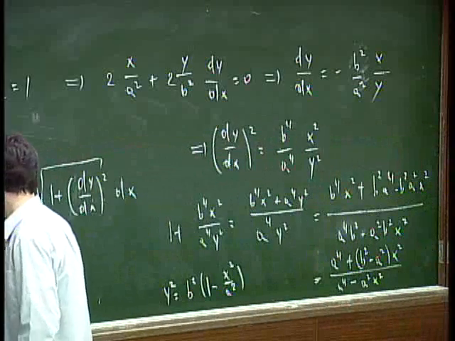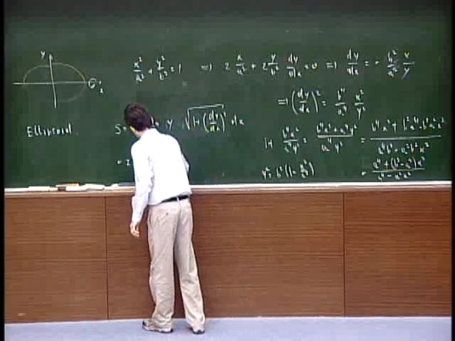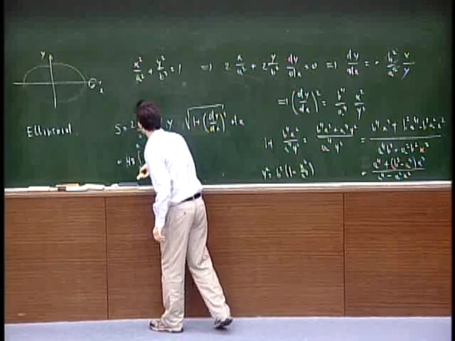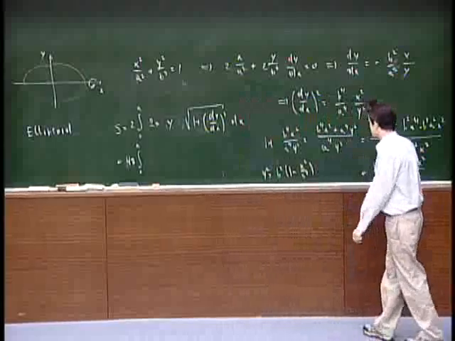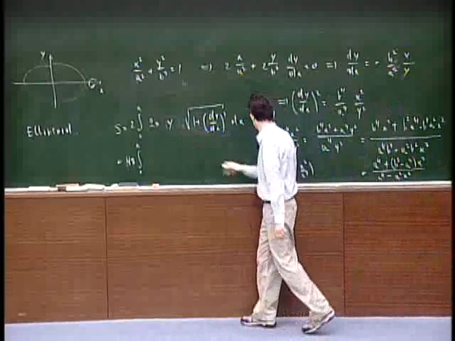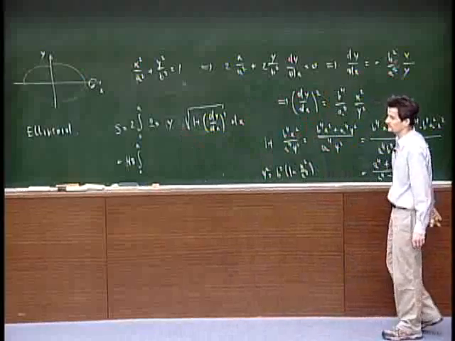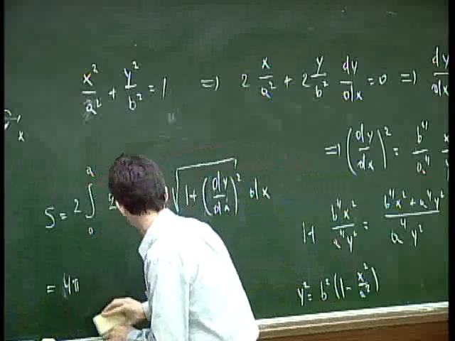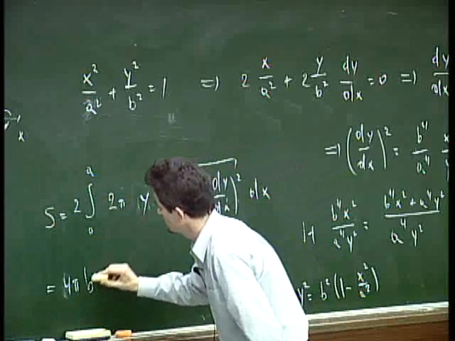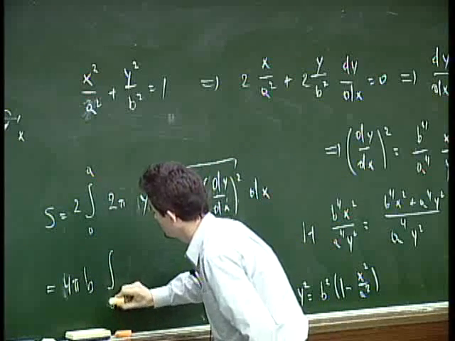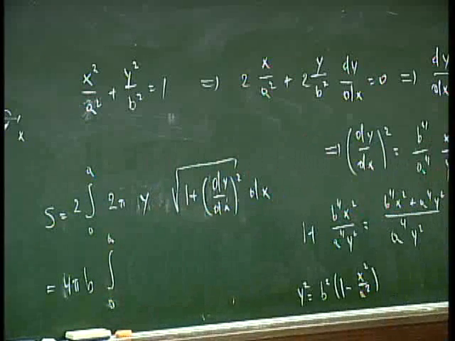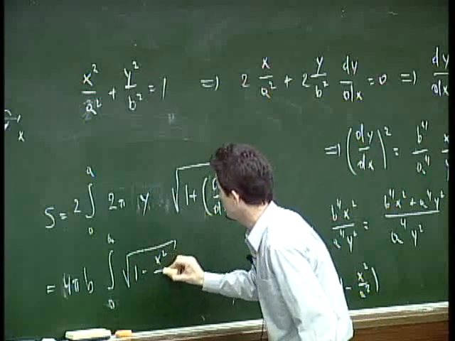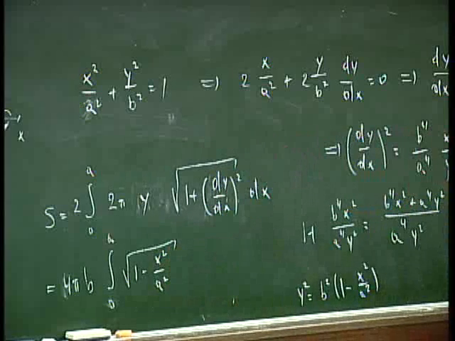So we have twice the integral from 0 to a. Actually, this 2 pi we can take out, so we have 4 pi. And the y is the square root of this one, the positive one, because we are just interested in the upper part. So also let's take this b out. Integral from 0 to a, and now what we have here is the square root of 1 minus x squared over a squared multiplied with the square root of this one here.